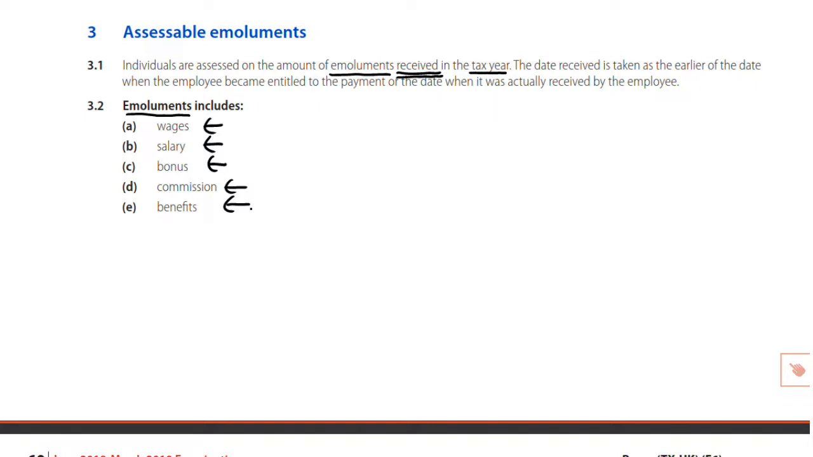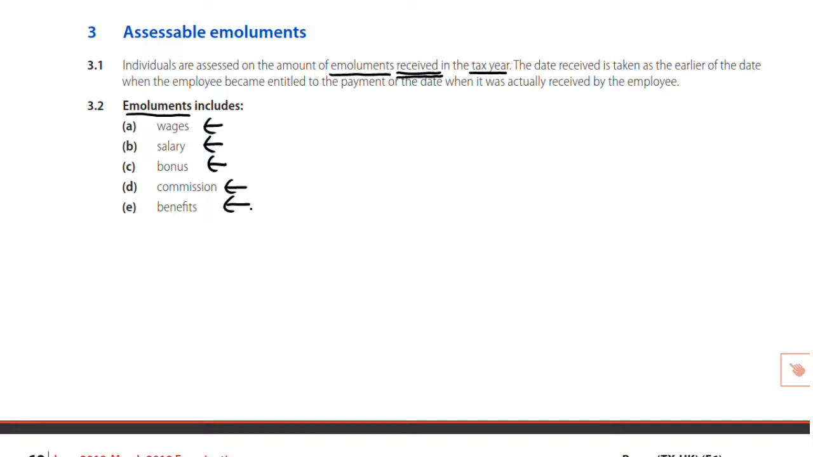Now, most of these benefits, as we will discover, most of the ones that are going to be tested in your exam anyway, will be assessable benefits. And they will include probably the main example of an assessable benefit that you can probably think of now and that probably exists also in reality. And that would be the provision of a car, a company car provided there by the employer. Clearly, that's going to create an assessable benefit.